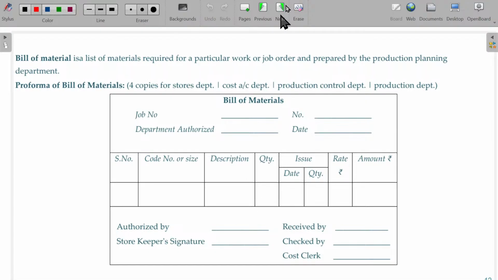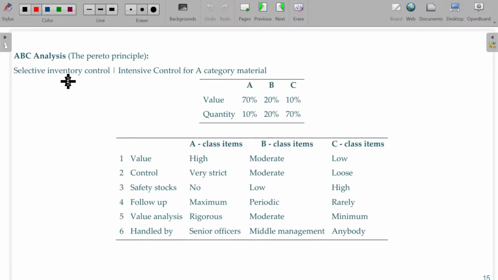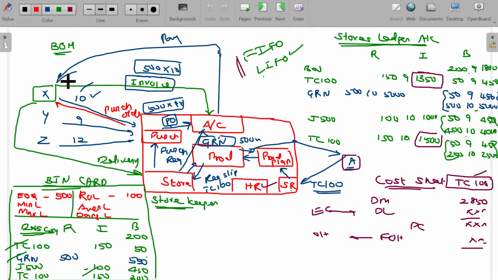Now, you have to understand the term bill of material here. What is called bill of material? Bill of material is prepared by whom? Production planning department. The moment the production planning department gets the order and directs the production department to manufacture, a bill of material is also prepared.